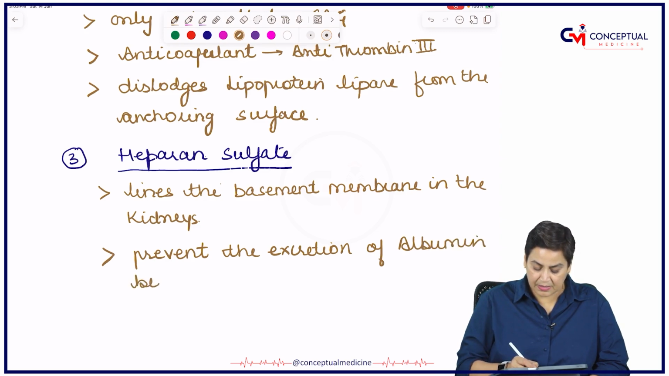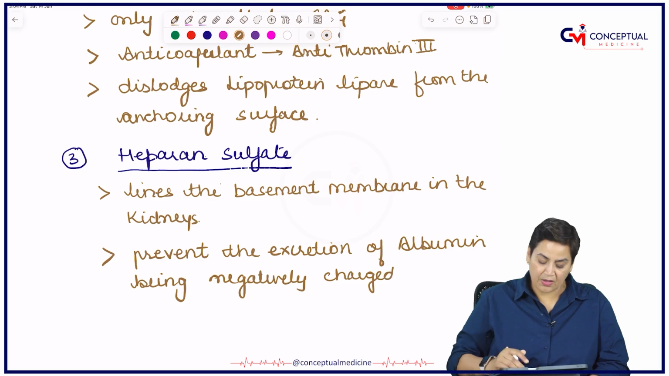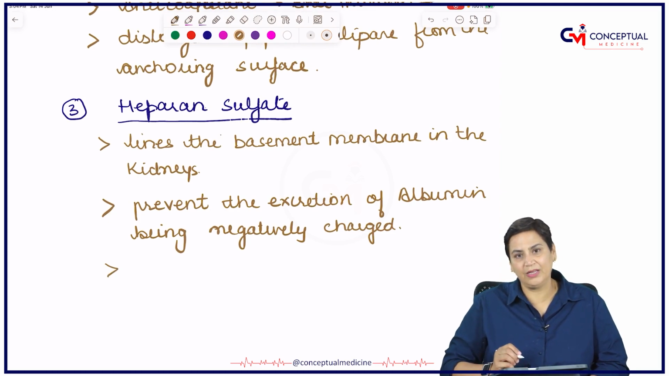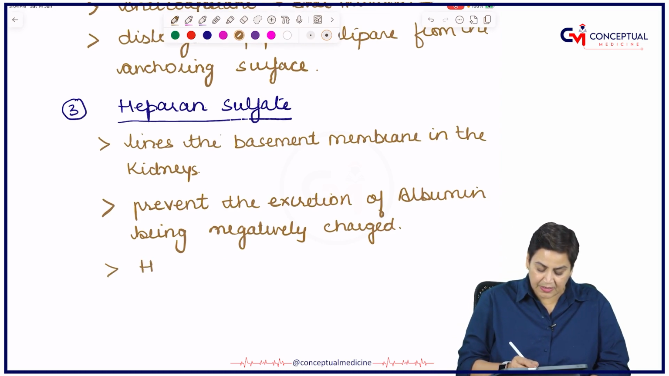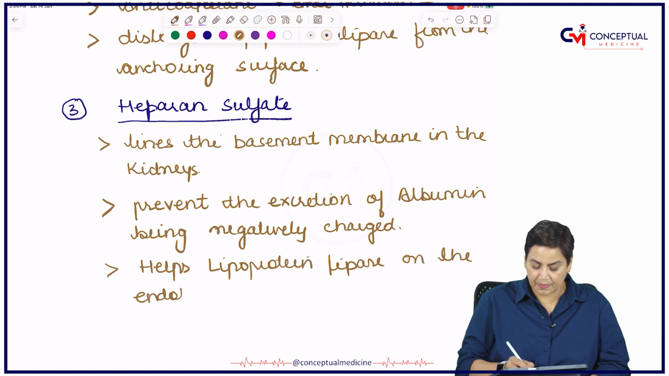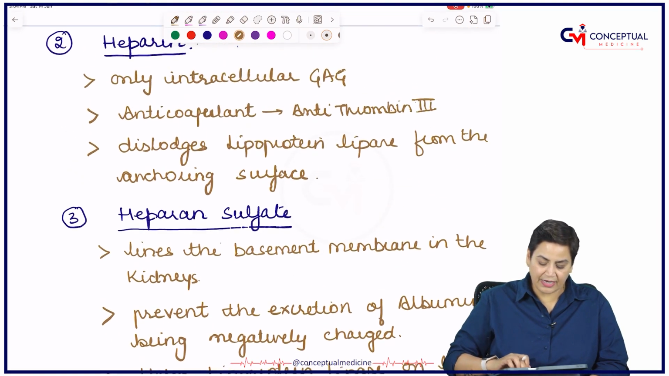So it prevents the excretion of albumin by being charged, or negatively charged, whatever you can say. And the third important function is, like heparin dislodges it, heparan sulfate helps lipoprotein lipase on the endothelial surface. So this is the basic difference and the functions of heparan sulfate and heparin.